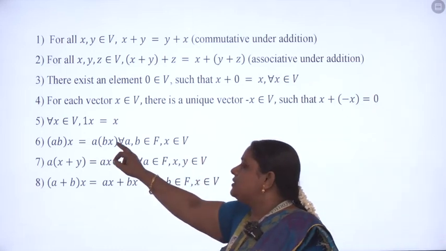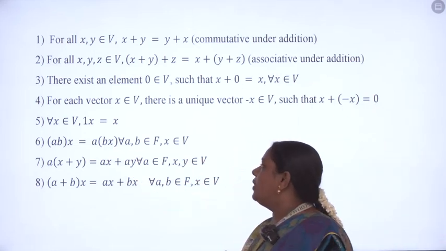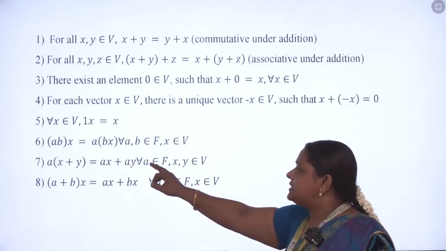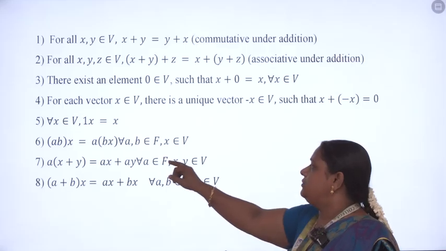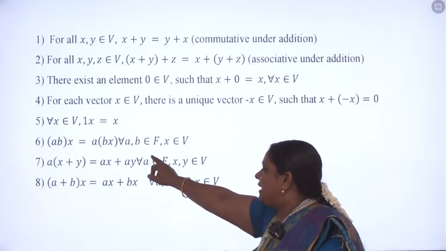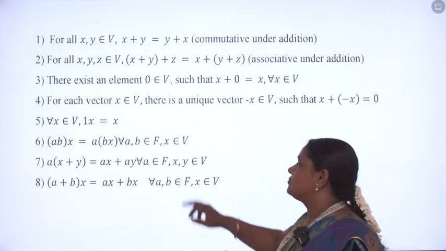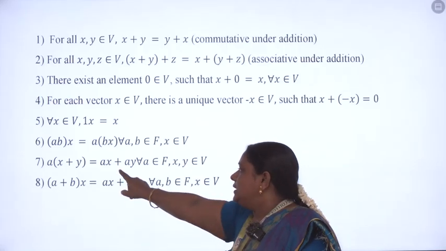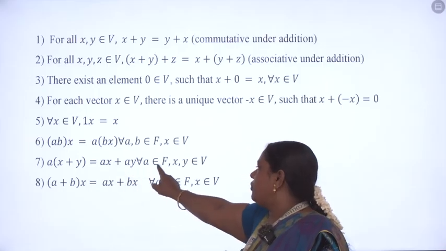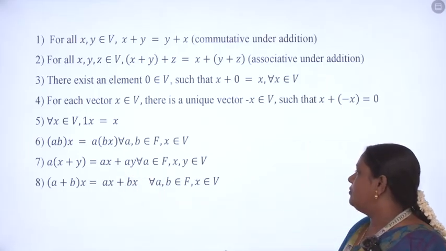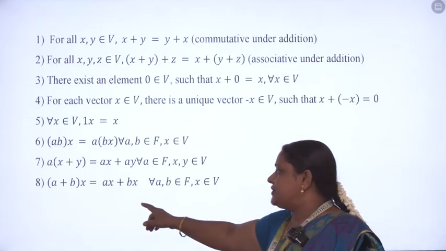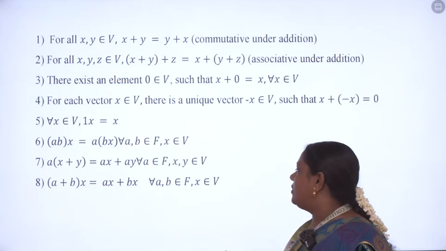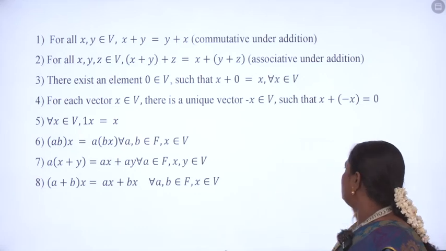Then fifth condition is for all x belongs to V, 1 into x is equal to x. Sixth condition, multiplying with scalars, (ab) into x equal to a into (bx) for all a, b belongs to F, x belongs to V. Seventh condition is a into (x plus y) equal to ax plus ay for all a belongs to F, x, y belongs to V. Last condition is (a plus b) into x equal to ax plus bx for all a, b belongs to F, x belongs to V.